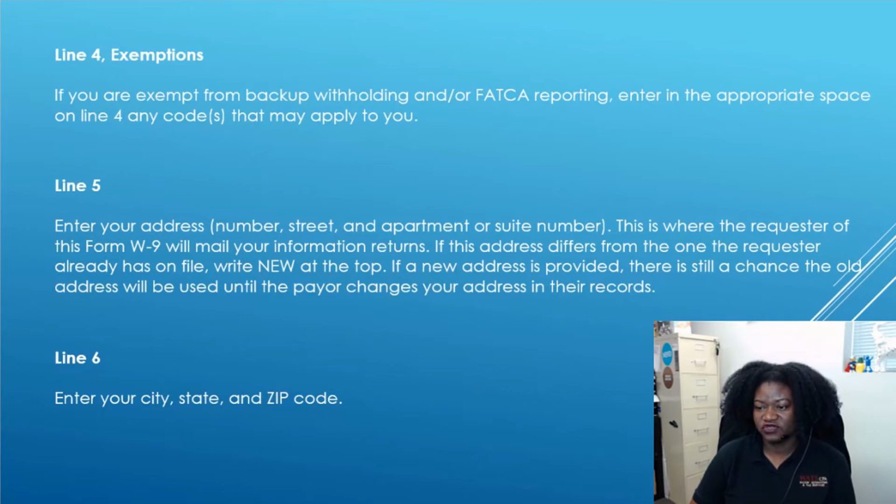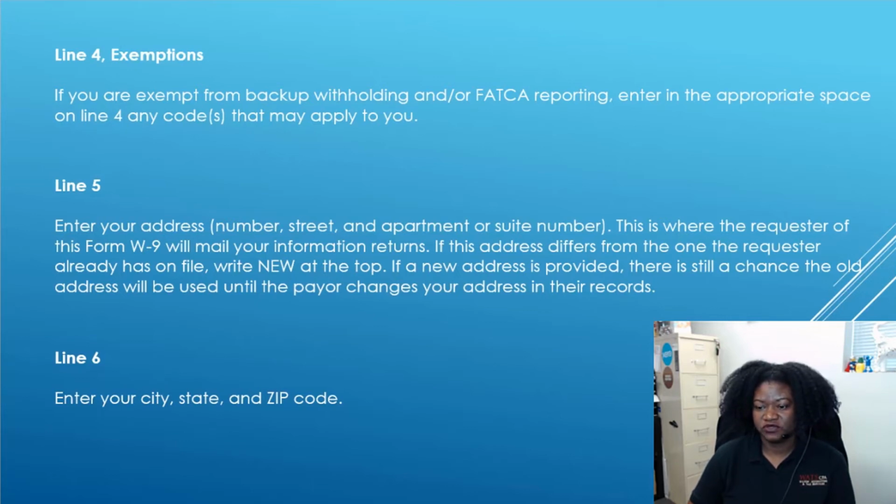On line 5, be sure to enter your address, which includes, of course, your number, your street, and your apartment or suite number. This is so the person who is requesting your W-9 has the accurate address on file for you in case they're going to send you any payments. If you were to move and your vendors have your old address, you would typically send them an updated Form W-9 so that they can update your address on file with them.